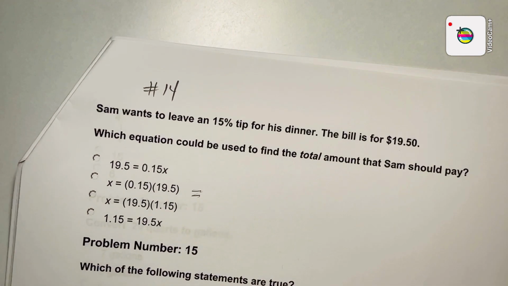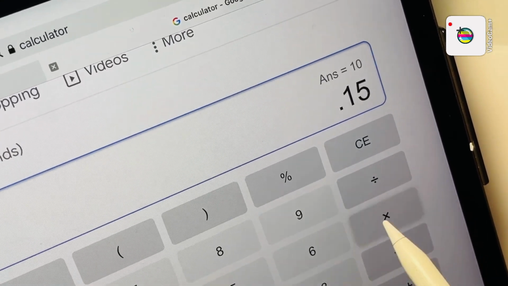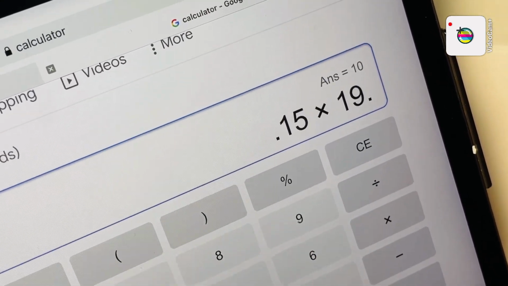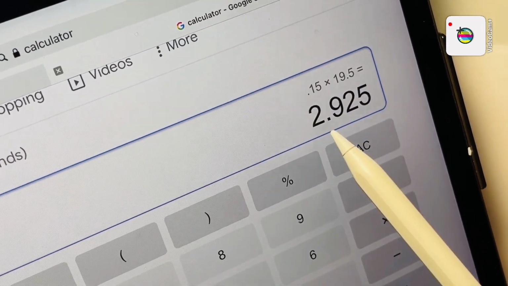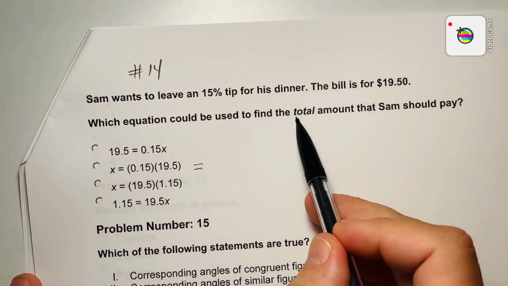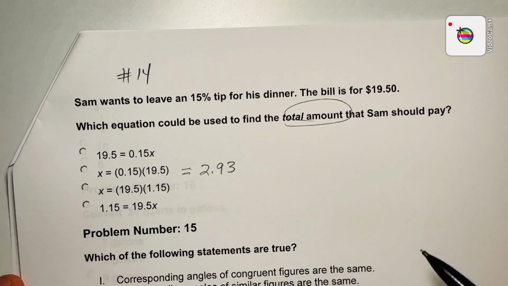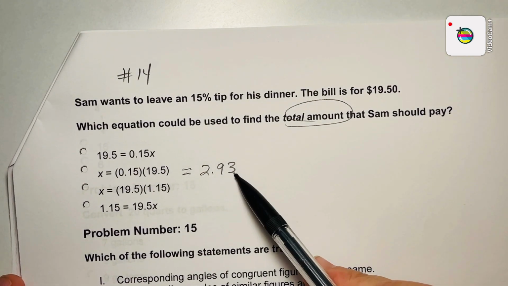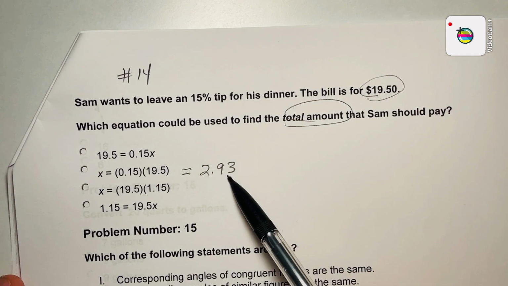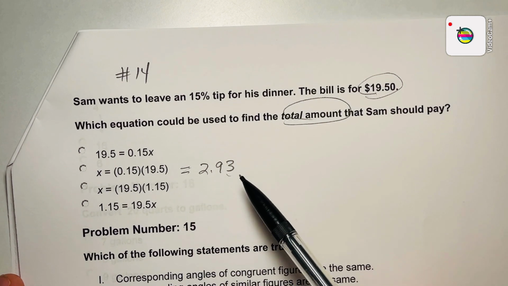But let me show you what that gives you. It gives you 0.15 times 19.5, $2.93. Okay, so is that the total amount that Sam needs to pay? $2.93. Well, that would be nice, huh? But no, that's not the total amount. He needs to pay this and this. That would be the total amount, which would be somewhere near $21, $22.